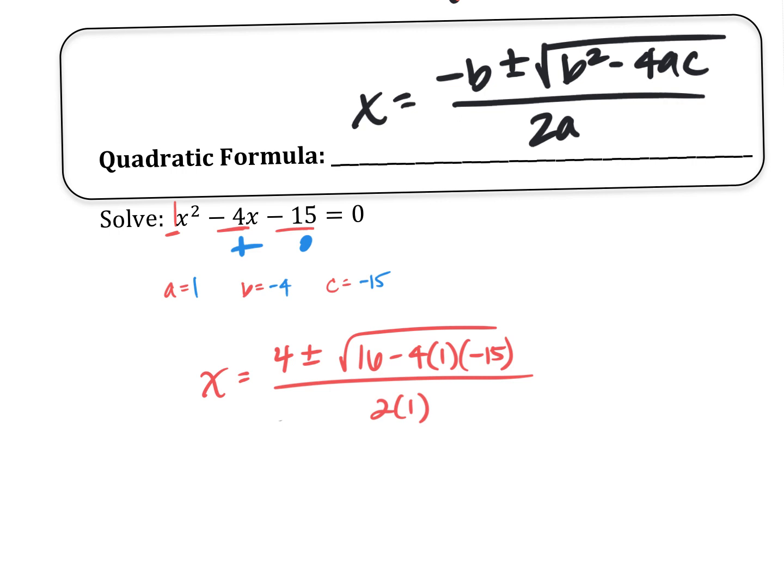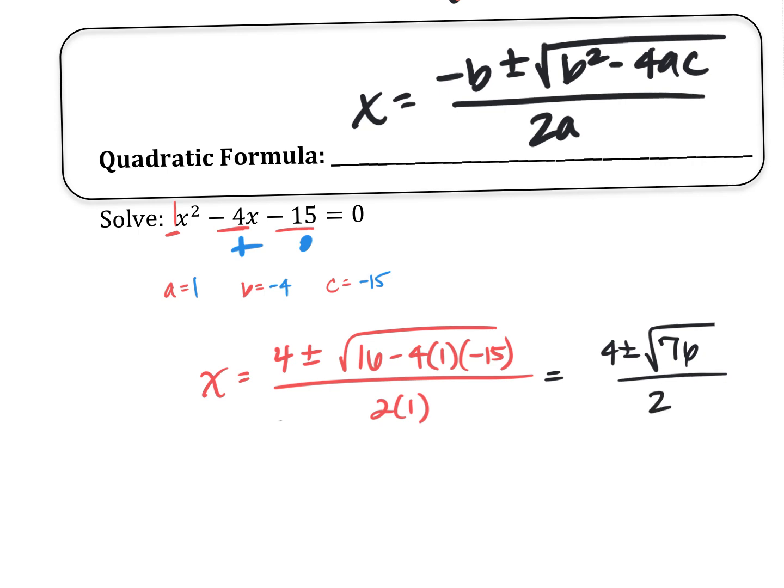Let's simplify this, you guys. I'm going to just leave that 4. What's negative times a negative going to get me? Positive. 4 times 15? 60 plus 16? 76, all over 2.